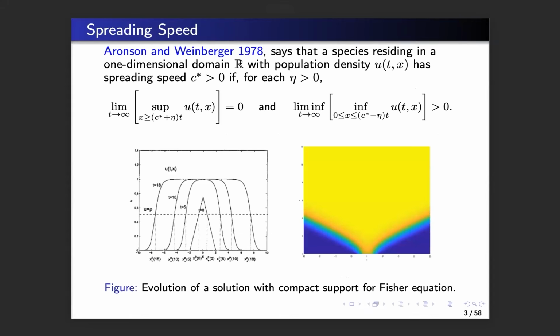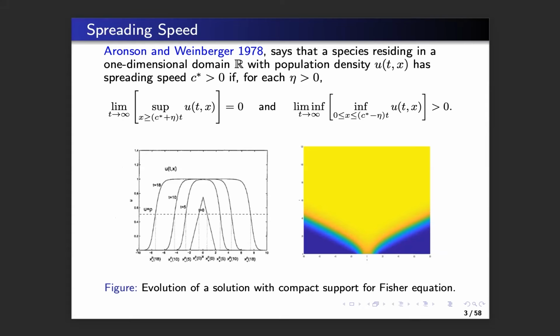The concept I'm interested in, the object, is spreading speed. It was introduced by Weinberger. The definition is the following. We say the population with density u(t,x) has a spreading speed c*, which is a positive number, if an observer moving faster than c* sees the population density go down to 0. And if an observer moves slower than the spreading speed c*, then one observes a positive lower bound for the population density.